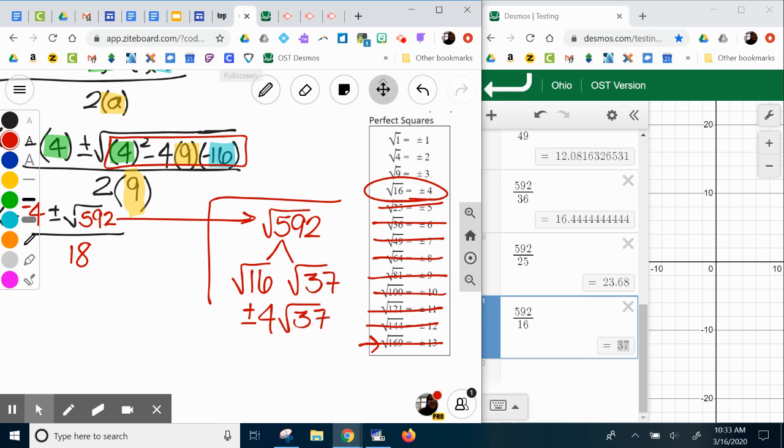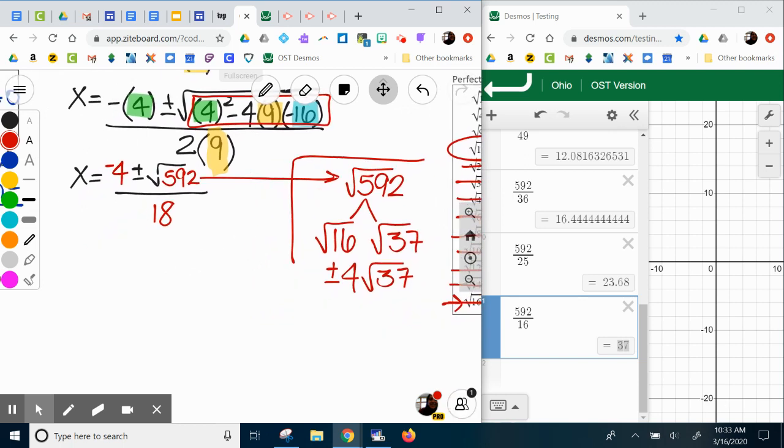So I'm ready to move this back into the equation. I'm going to take this 4 square root of 37, and pop it in here for the square root of 592. Everything else stays the same. So I've got x every single time. I've got x equals negative 4 stays the same, plus or minus stays the same. I've got 4 square root of 37 here. So that changed, but the rest are the same, over 18.